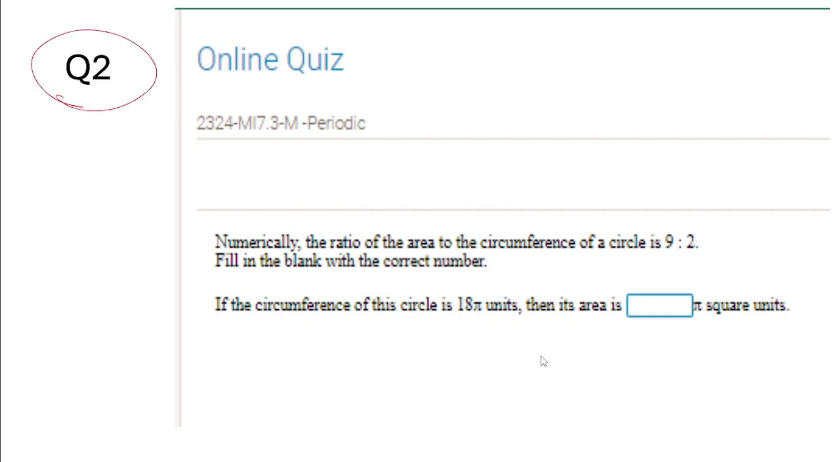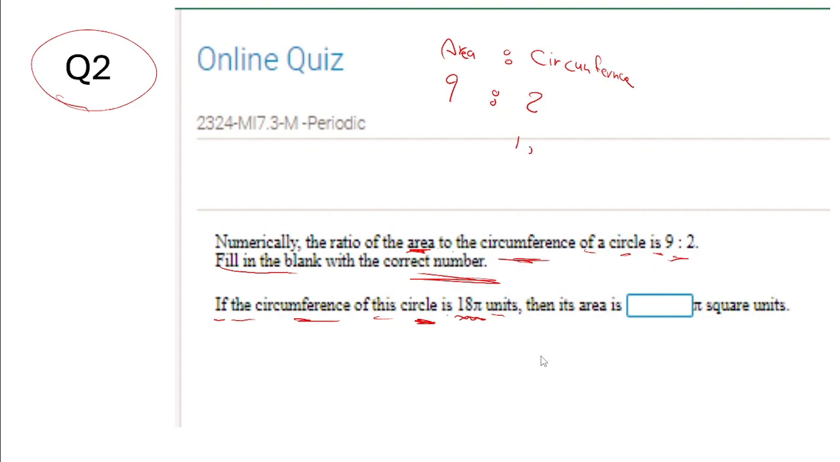Okay. Question number 2. Numerically, the ratio of the area to the circumference of a circle is 9 to 2. So now here I have area, right? And I have circumference. The ratio is 9 to 2. Fill in the blank with the correct number. If the circumference of this circle is 18 pi units, so that means here will be 18 pi, right? Then its area is something by square unit. So that means I do not know the blank, right?